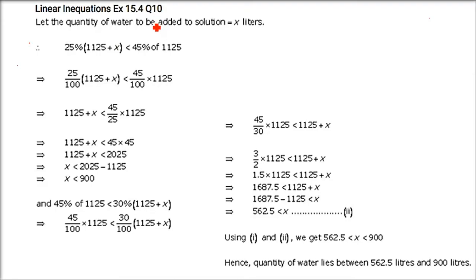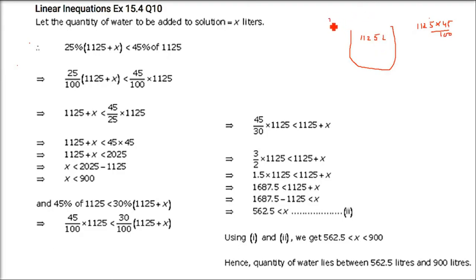Next one is, how many liters of water will have to be added to 1125 liters of the 45% solution of acid? So we have, say, a container, we have 1125 liters of a 45% solution. 45% is acid, 1125 into 45 by 100. So this is the amount of acid in the present situation.